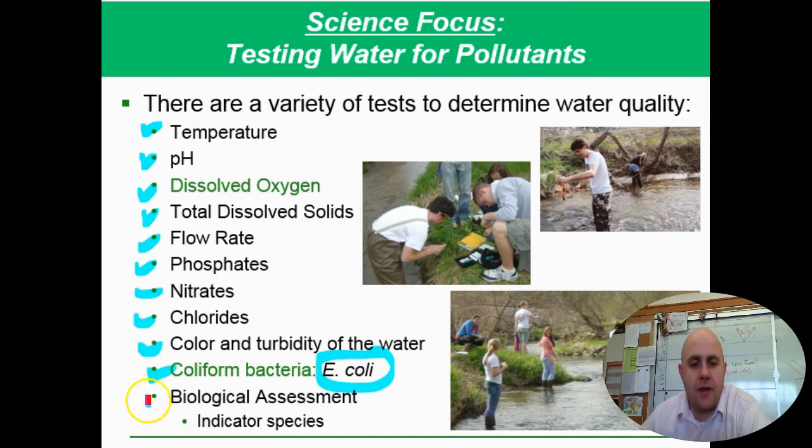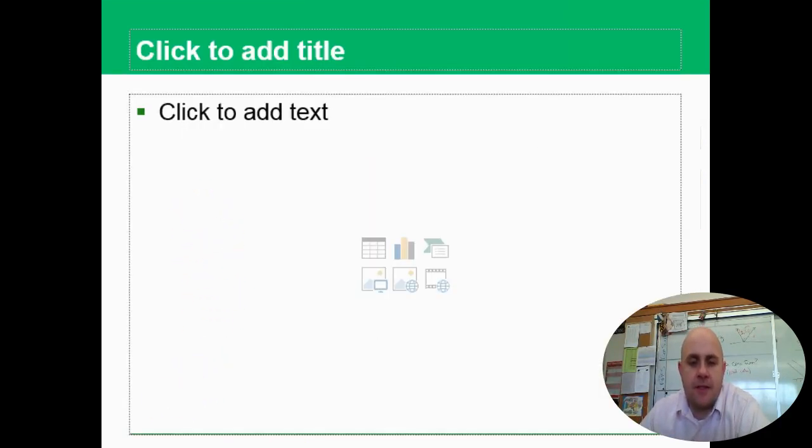And we can assess the biologicals of the water. So we can find invertebrate species and the type of creatures that are living there in the water, and they can be an indication of the health of the stream. So all of these are good ways to test the water. That's it for the first section.